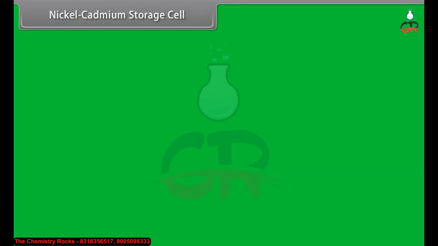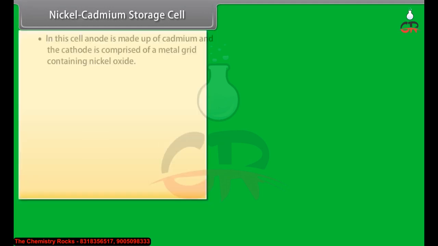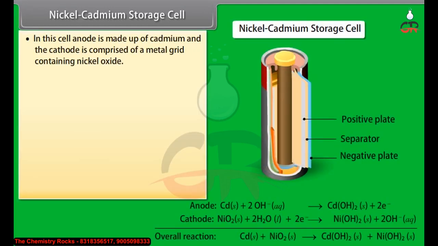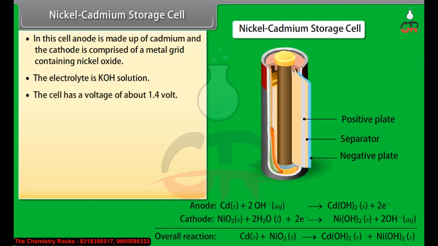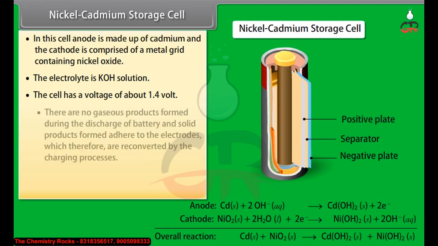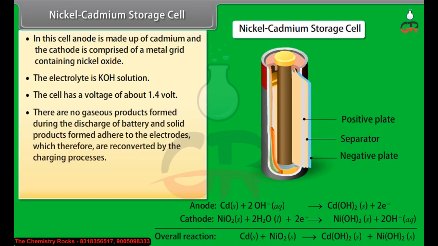Nickel-cadmium storage cell. In this cell, anode is made up of cadmium and the cathode is comprised of a metal grid containing nickel oxide. The electrolyte is KOH solution. The cell has a voltage of about 1.4 volts. There are no gaseous products formed during the discharge of battery, and solid products formed adhere to the electrodes, which therefore are reconverted by the charging processes.